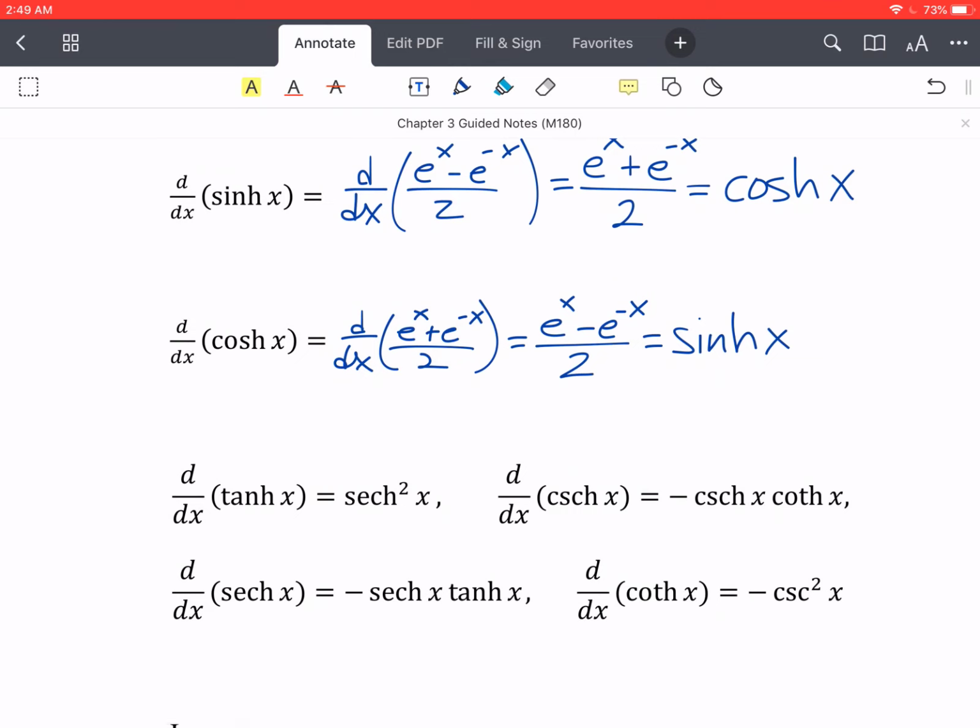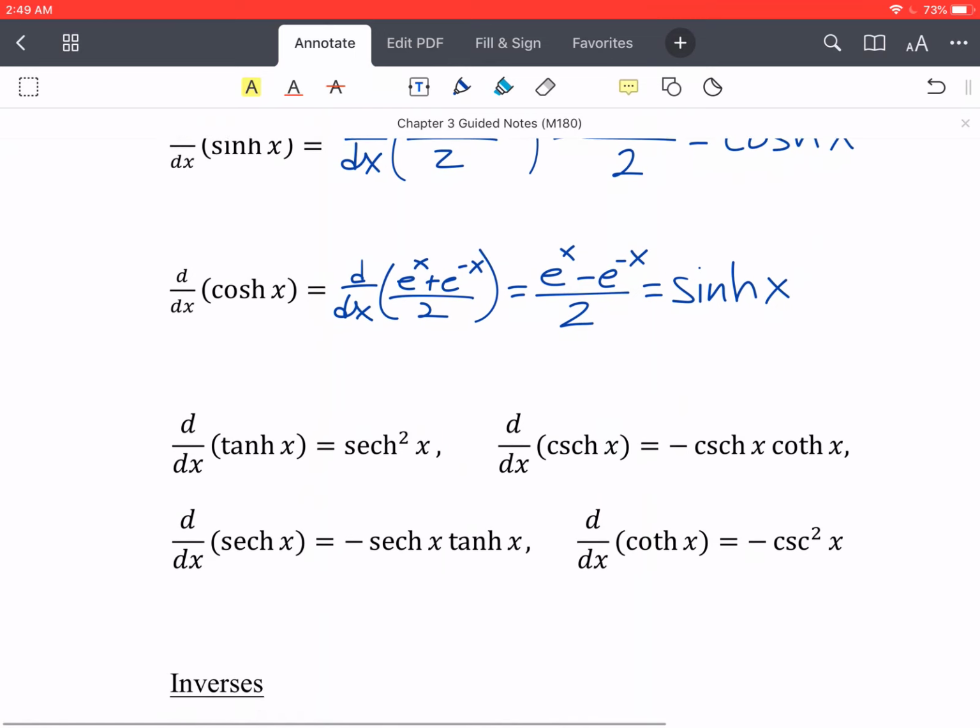We won't go through that whole process of finding those, but that is their derivatives, and you'll see that they correspond very closely to the originals.